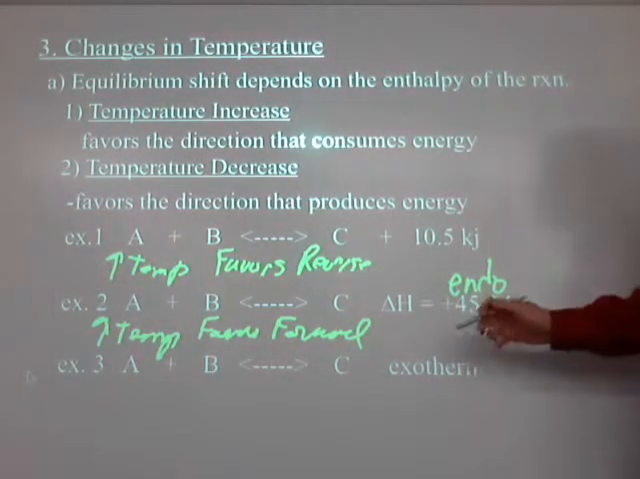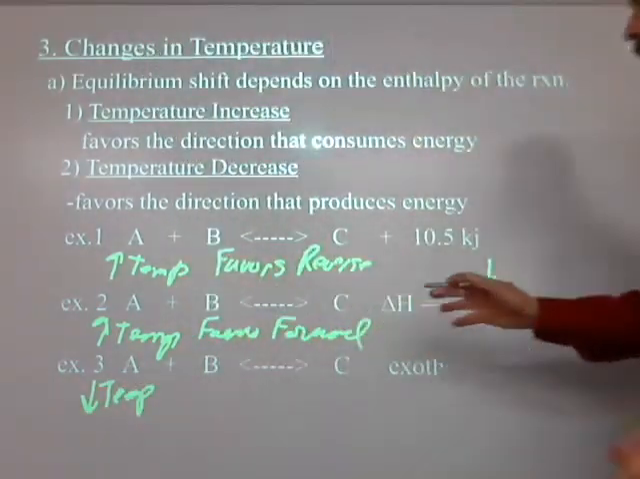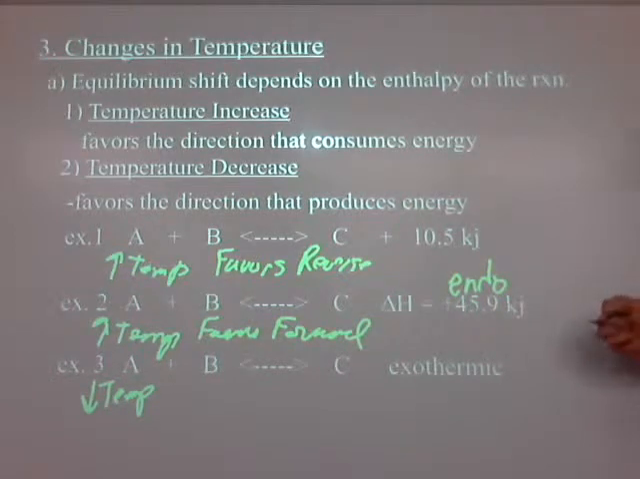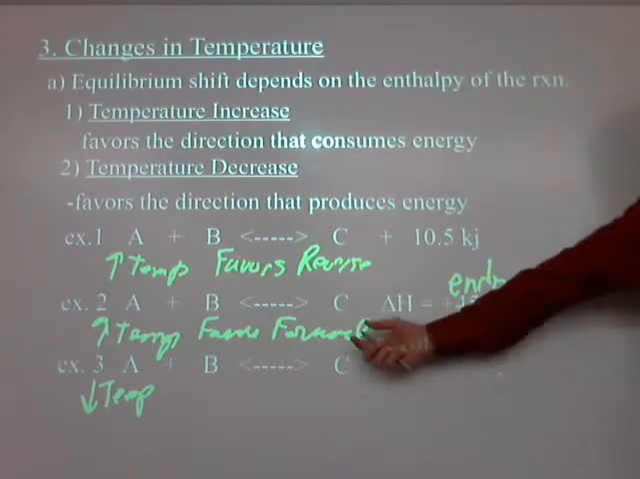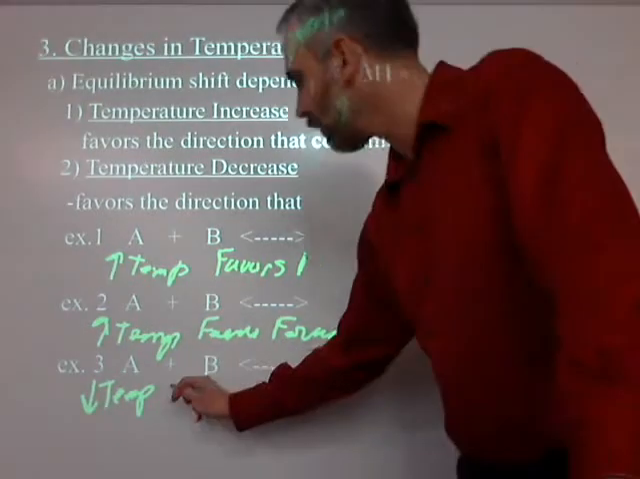Now let me ask you a different way, though. Let's say I decrease the temperature of this guy. I want you to think about this. I decrease the temperature. It's an exothermic reaction. It's like having energy on this side. I'm removing energy from this side. Which way is going to be favored? Forward. Right. It's going to favor the forward.